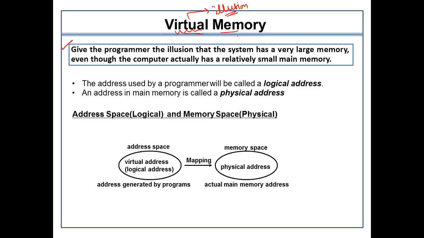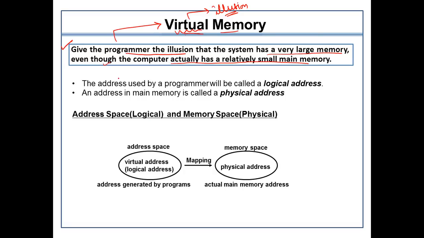Virtual memory is simply a memory which gives the programmer an illusion. Illusion means it's not realistic in nature, it exists just in a logical form. The illusion is that the system has a very large memory available, even though the computer actually has a relatively small main memory. This is the concept of using virtual memory.